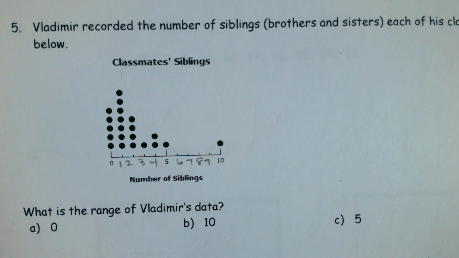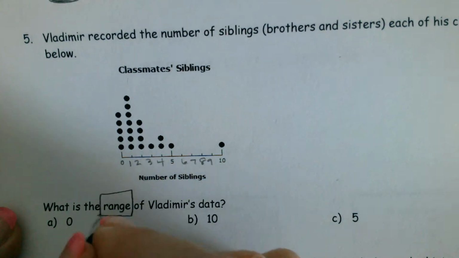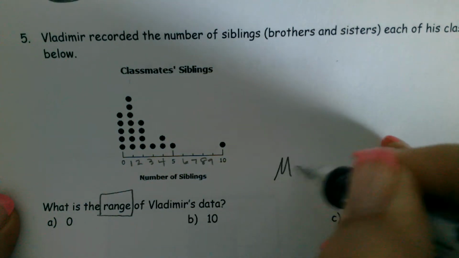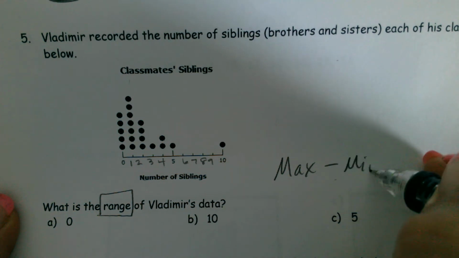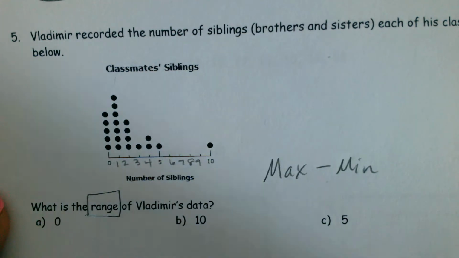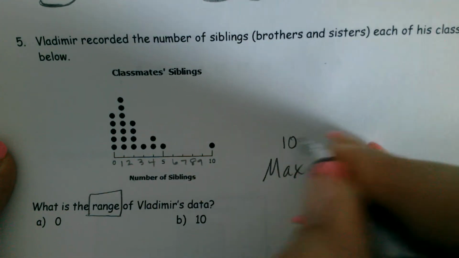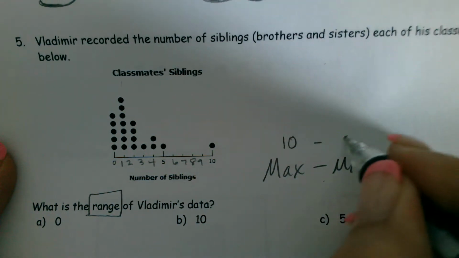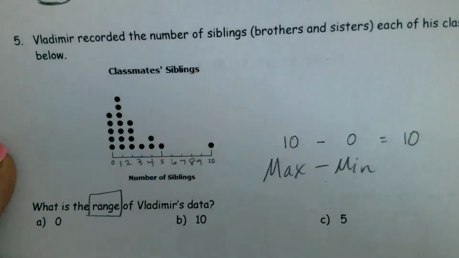All right. So the question is, what is the range of the data? Keyword here, range. So range is the maximum minus the minimum. So what's the maximum number that we got on this data? It was 10. The minimum we got was 0. So our range is 10.